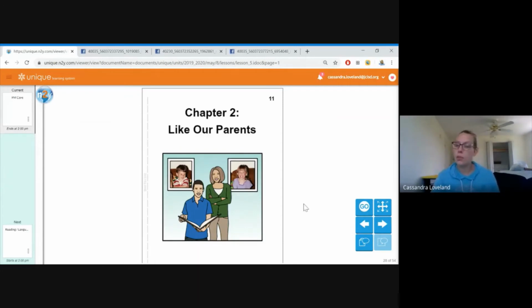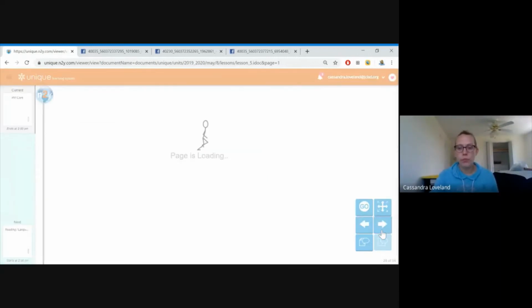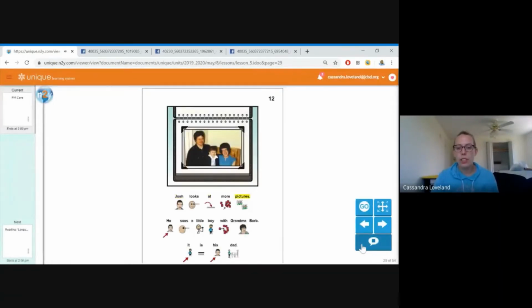Now we're going to read chapter 2, like our parents. In chapter 1, we read how we can be like our grandparents and have some traits the same as them and some different. So let's see how we are like our parents. John looks at more pictures. He sees a little boy with Grandma Barb. It is his dad.